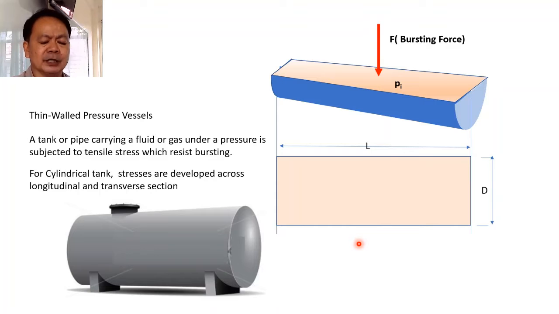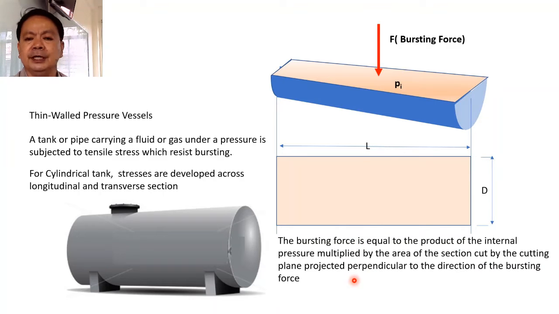Hence, the magnitude of the bursting force is equal to the product of the internal pressure multiplied by the area of the section cut by the cutting plane projected perpendicular to the direction of the bursting force. And so, if this is substituted with the values, the bursting force F shall be equal to the internal pressure multiplied by the diameter multiplied by the length of the vessel.